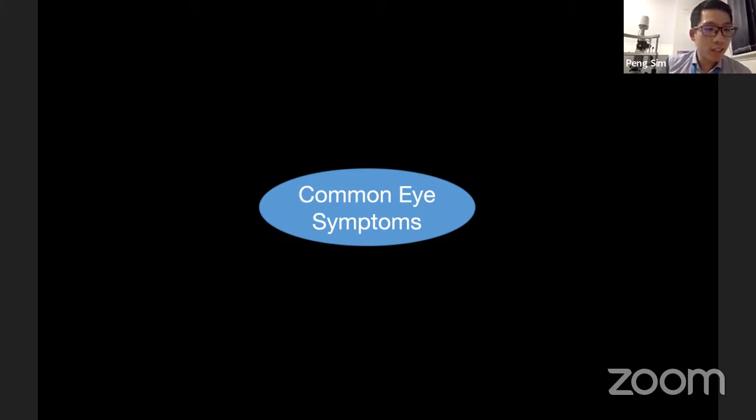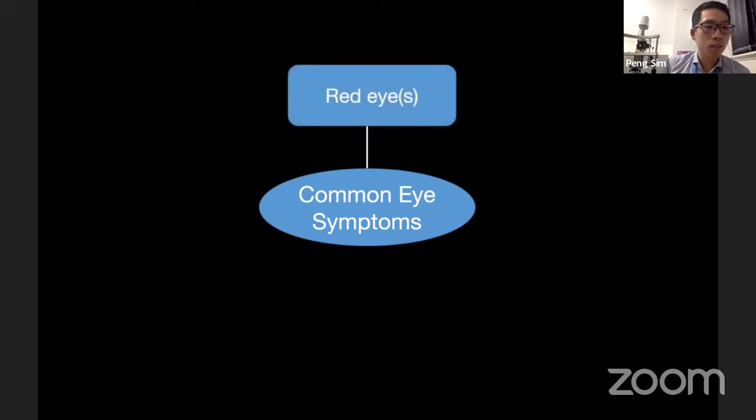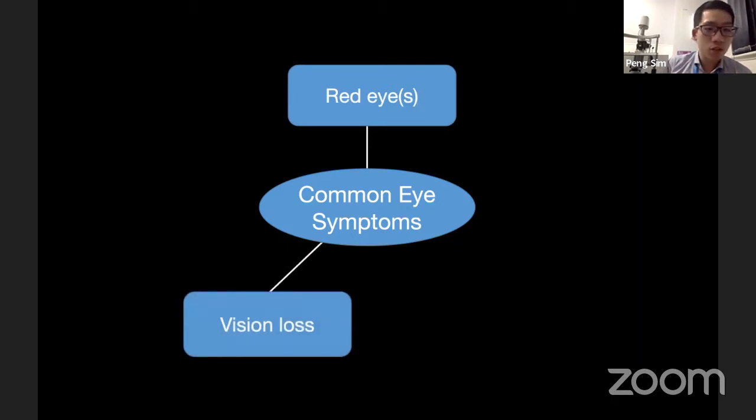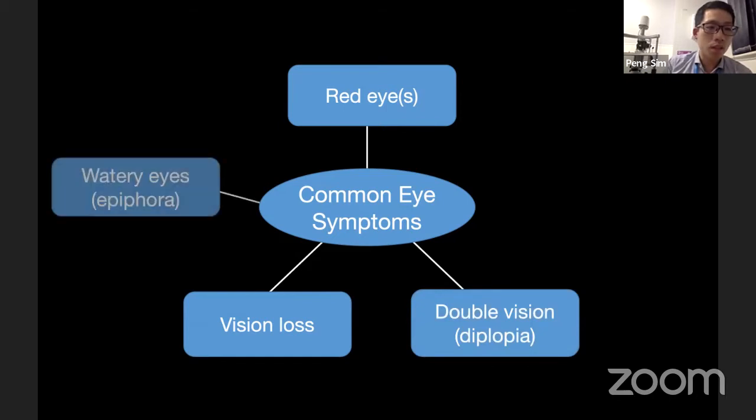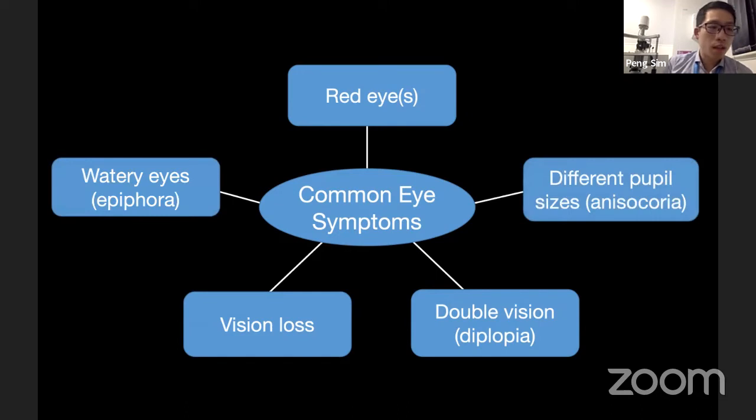Yes, so I can see blurry vision, pain, floaters, conjunctivitis, visual loss, red eye. Yes, you're all absolutely right. In fact, the most commonly encountered eye scenarios are red eyes, as you rightly said, vision loss, and double vision. Another couple of less encountered ones are watery eyes and anisocoria, where the pupil sizes are different, and there are many other symptoms. But given that statistically these are the most common ones, we will be concentrating on them today in the interest of time.